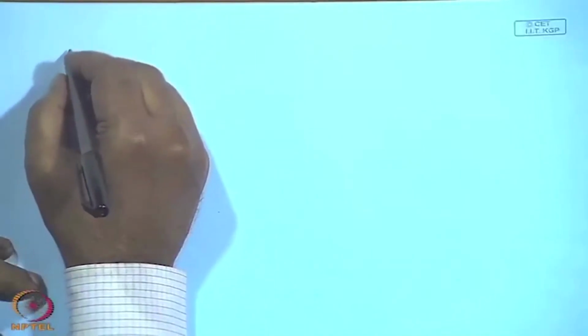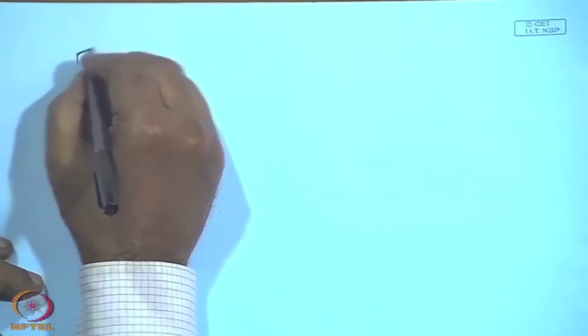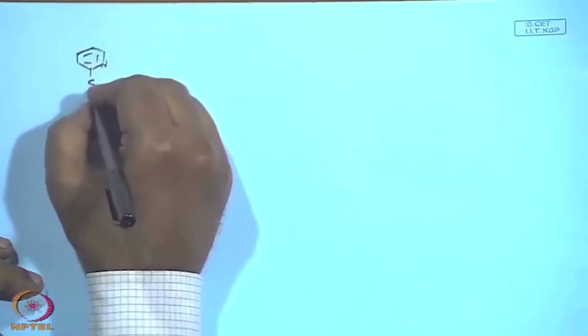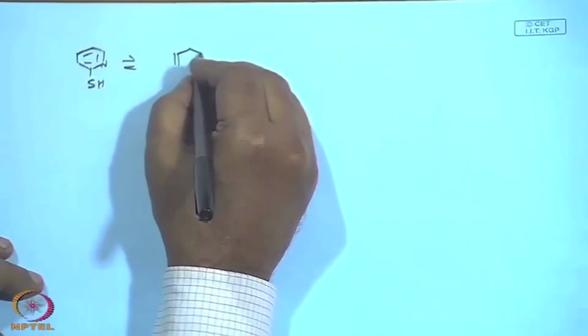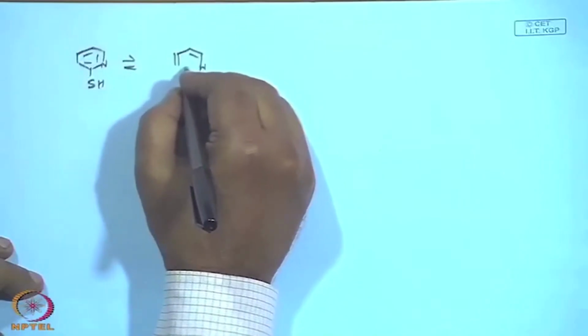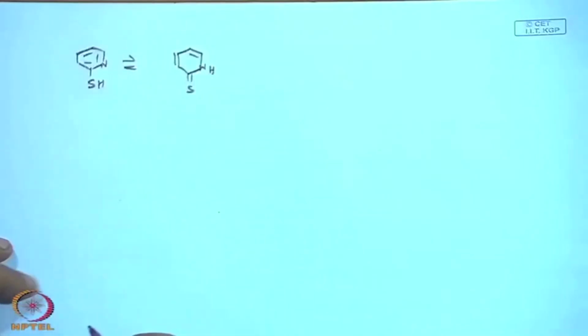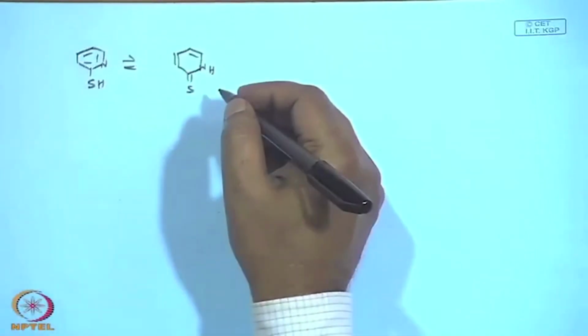And in heterocyclic chemistry, this prototropic tautomerism is very important. Let me give you one more example. Let us say you have a sulfur substituted pyridine. Again all of us can guess the equilibrium would be a thione equilibrium of this kind. That is pyridine 2 mercaptan, in equilibrium, but which one is more, which one is less.